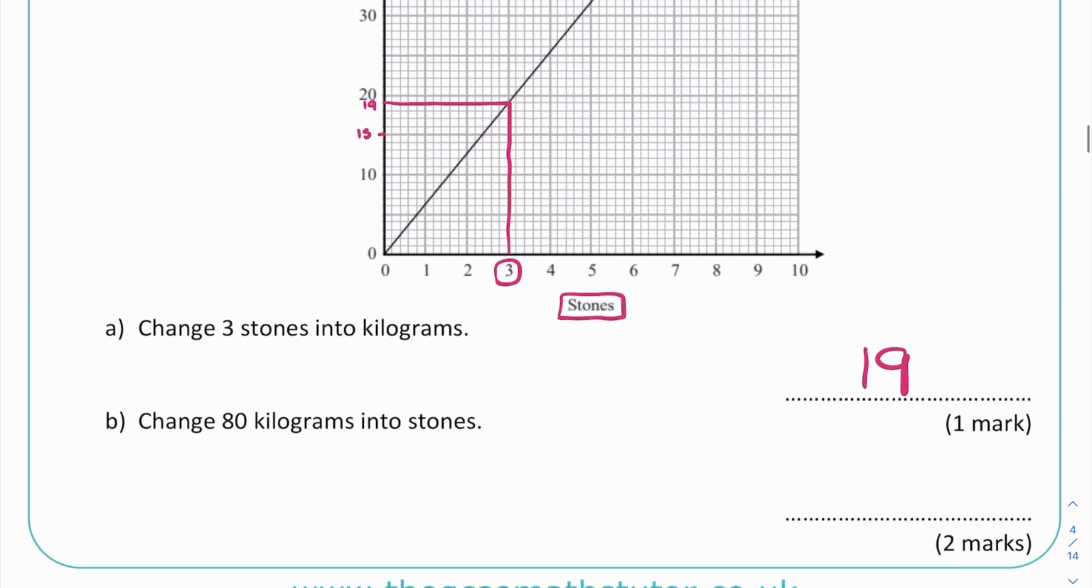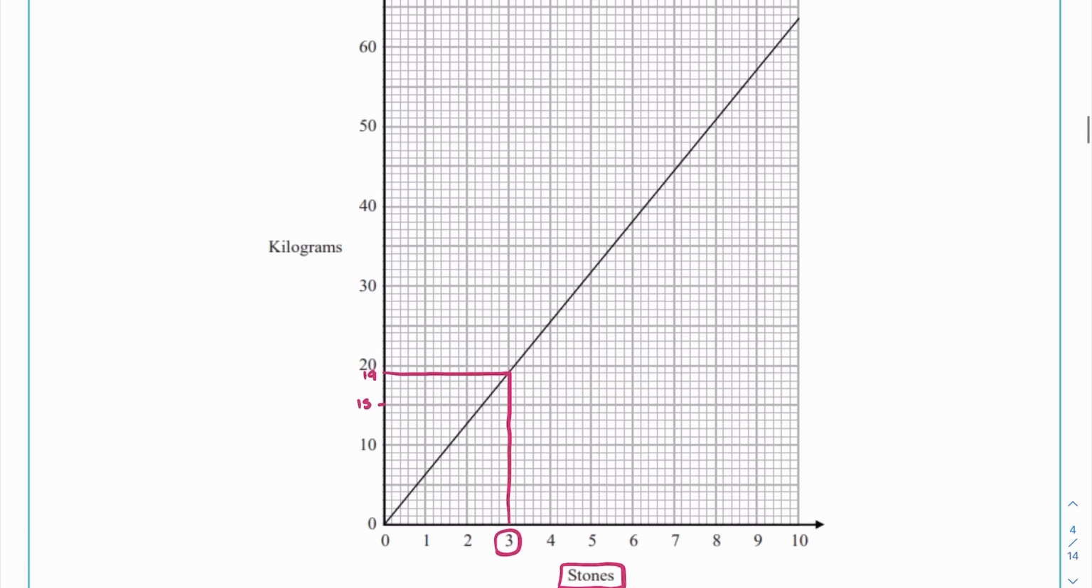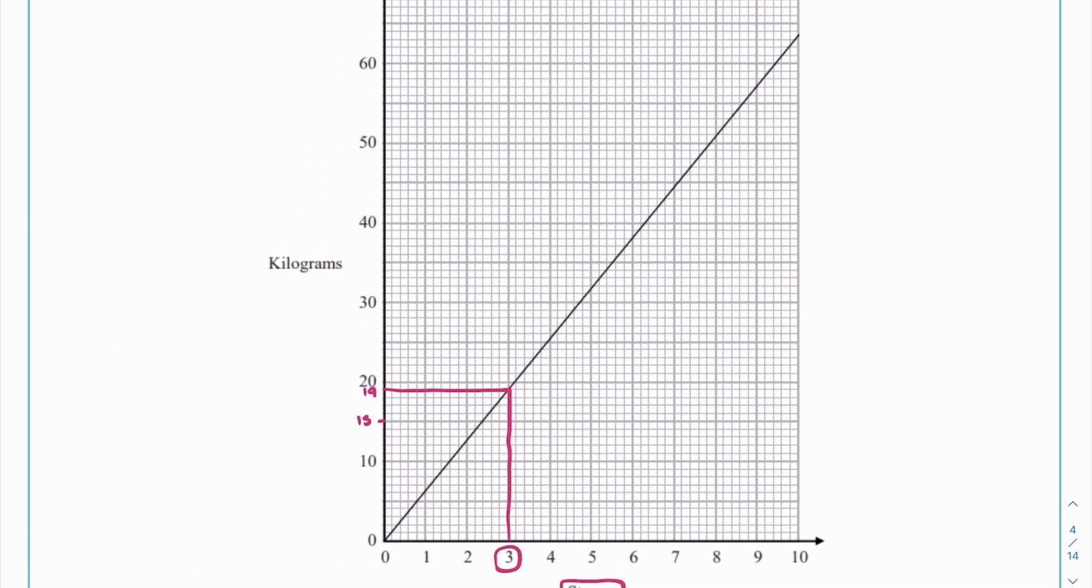For part B, it says change 80 kilograms into stones. Now if we go back to our graph, look, you can see it only goes up to, and to be fair, it only goes up to 60, and it looks like 63 and a bit there that it goes up to if you look right at the end here. So we're not going to be able to get it straight from the graph.